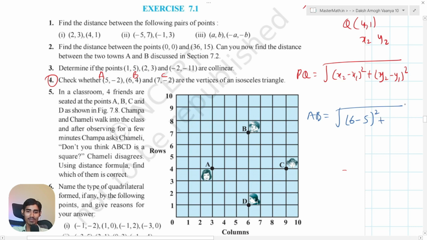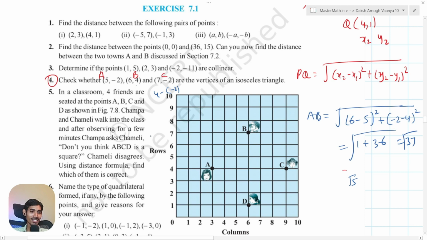So next, plus minus 2 minus 4, the whole square, is equal to root of minus 1 square plus minus 6 whole square. So 1 plus 36 is 37. I don't know how others got root 2, root 5. Daksh, how did you get root 5? You took this 4 minus 2 as 4 minus 2. I mean, it should be 4 minus of minus 2, right?